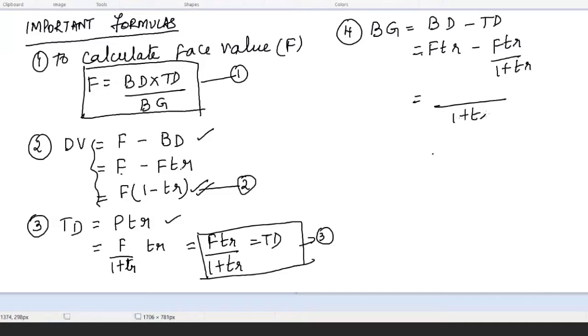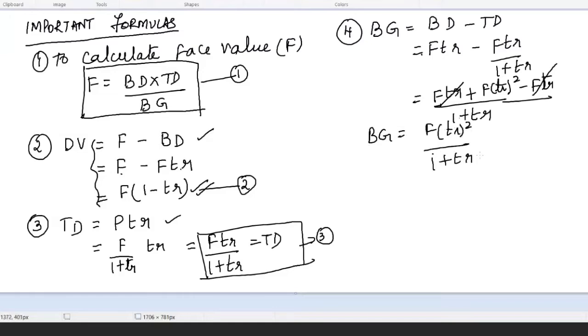So 1 plus TR, if I take LCM, I will be getting FTR into 1 plus TR. That is FTR into 1 is FTR, plus F into TR square, minus FTR, whole divided by the LCM, 1 plus TR. So FTR will get cancelled. So what you got, BG is equal to F into TR square, whole divided by 1 plus TR. So which are the BG formulas you are going to remember? So BG you have three formulas.